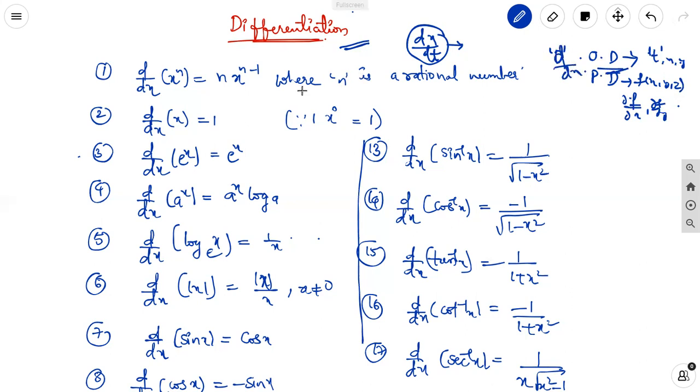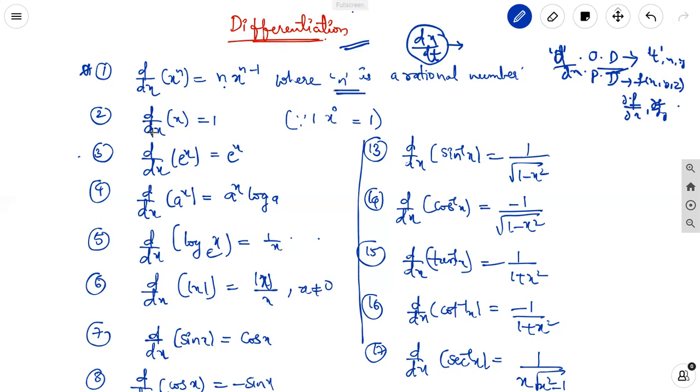Okay, let us discuss some formulas on ordinary differentiation. These formulas are very, very important. We should remember these formulas, because by using them we can do related problems. d by dx of x power n equals n into x power n minus 1, where n is a rational number.